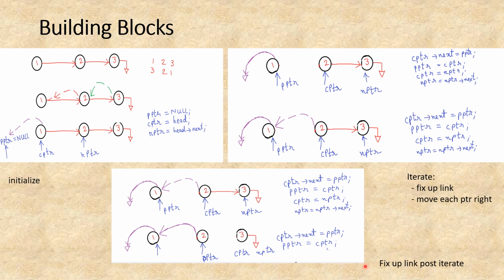Likewise, outside the iteration block, or once the iteration is completed, we are still left with 1 fix up over here which needs to be done, and that has been taken care of by this operation over here. cptr arrow next is equal to pptr, and that concludes the building blocks of the algorithm.